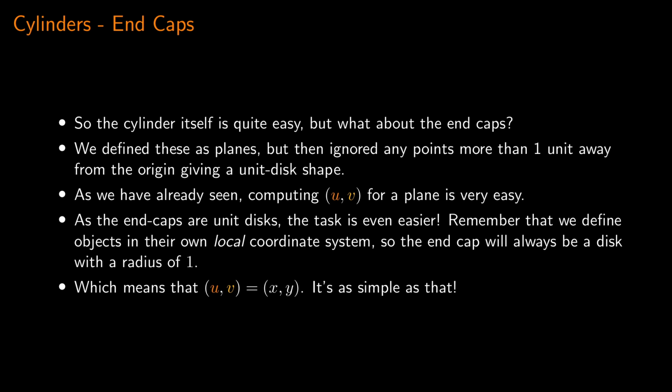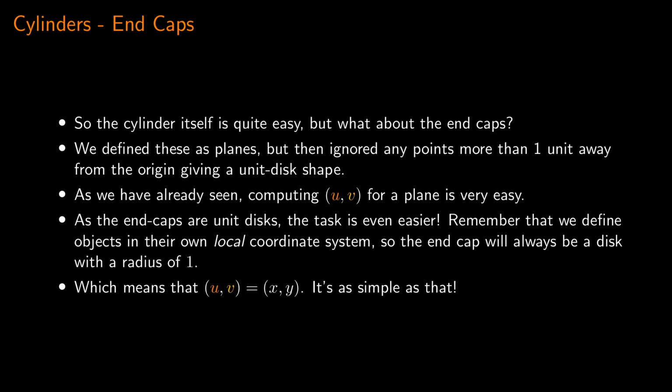And we've already seen that computing UV for a plane is really very easy. And as the end caps are unit disks, the task is actually even easier. Remember, we define objects in their own local coordinate system, so the end cap will always be a disk with radius 1 centered at the origin, with x and y varying, but it will have a fixed value in z. And that simply means that UV is equal to xy. It really actually is that simple.